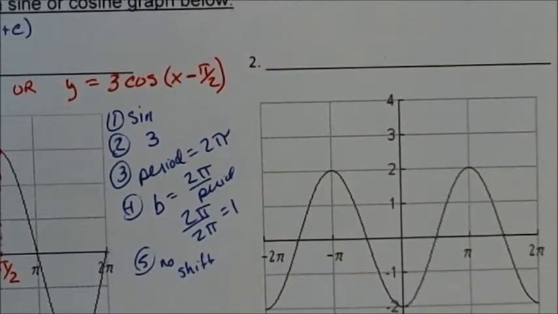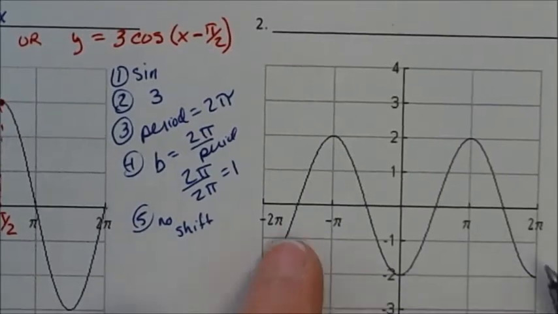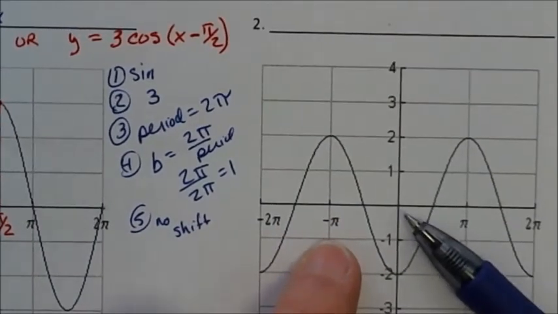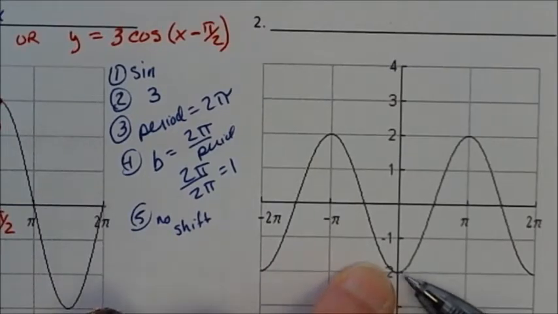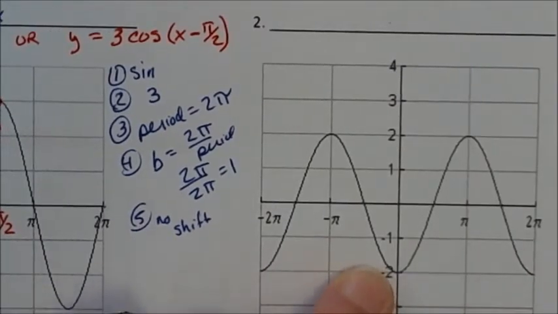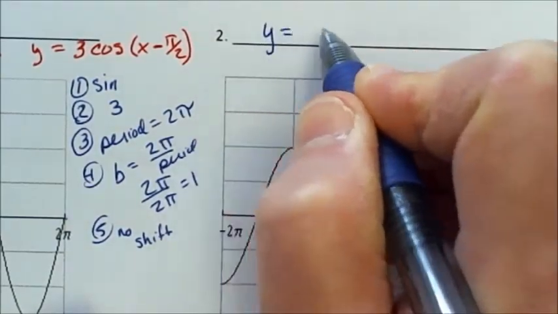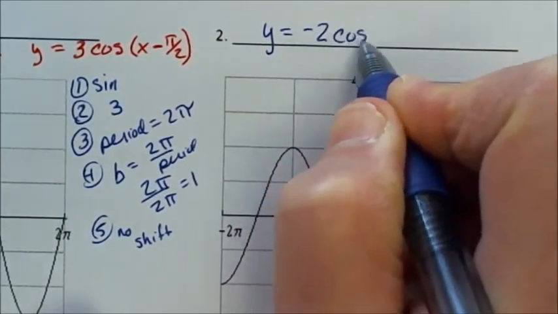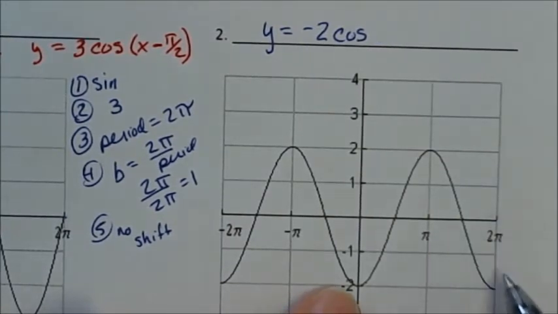We look at this, and with no shift first, what do we see? This is not starting at the origin, it's starting at -2. So this is definitely an inverted cosine curve. It starts at -2, so this would be y equals -2 cosine. There's no shift, so there's no plus or minus c value.